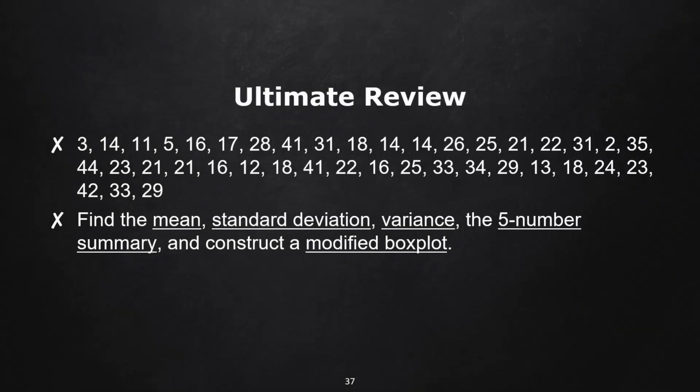Now, are you ready for the ultimate review? We have our good old data set from before. Now we're gonna find and do a lot of cool stuff. How about we find the mean, standard deviation, variance, the 5-number summary, and we construct a modified box plot for this data set. You may be saying that's way too much work, and I'm already too tired after doing all this stat stuff for today. Don't worry, the calculator can do all of this for us, and we're just gonna sit and relax. How's that sound? Alright, let me show you how to do this on the calculator.